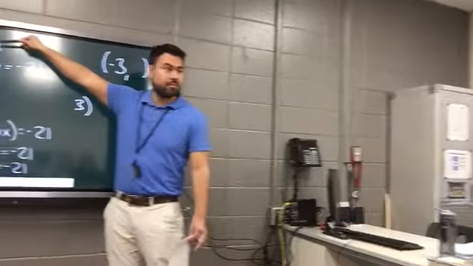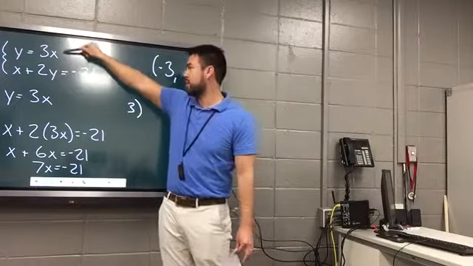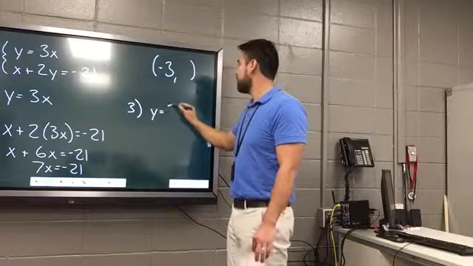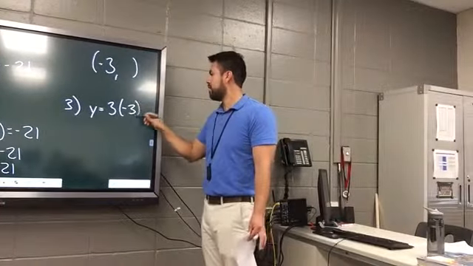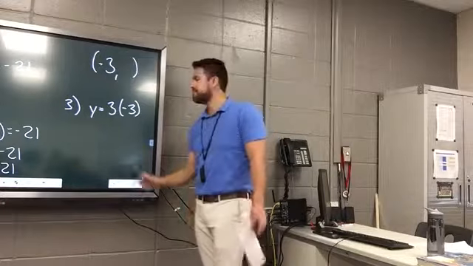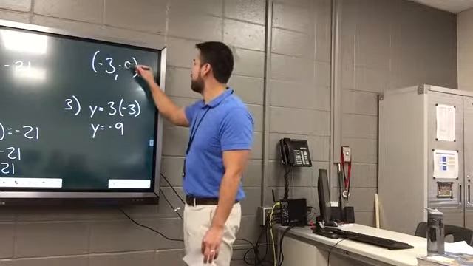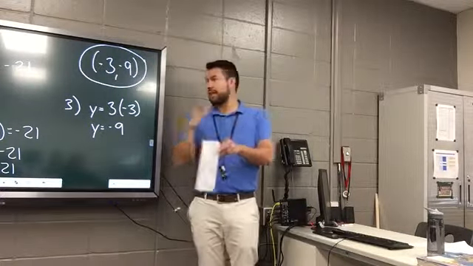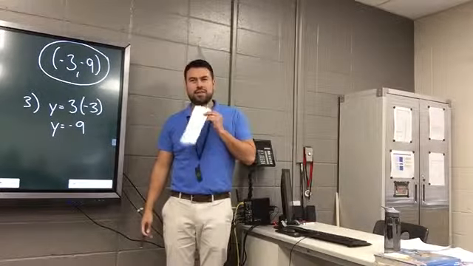This one right here is the easiest one to do. You can do it on the other one, but I'll put it in here. So y equals 3 times, what does x equal? So what does y equal now? Negative 9. That's your answer. That's where the two intersect, at negative 3, negative 9. You see how that worked?